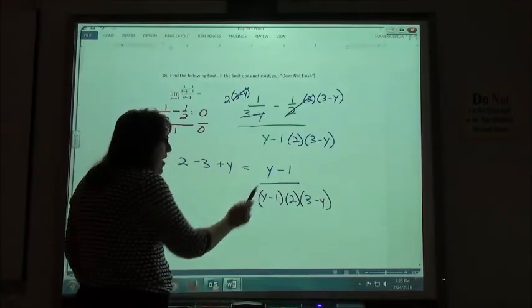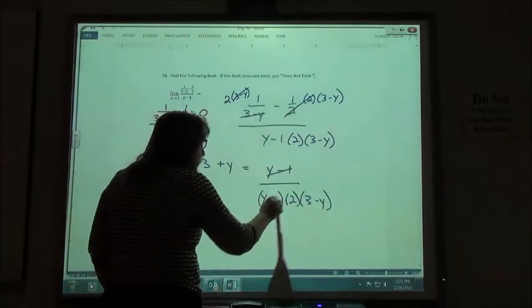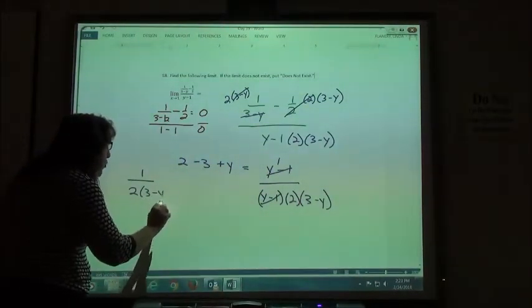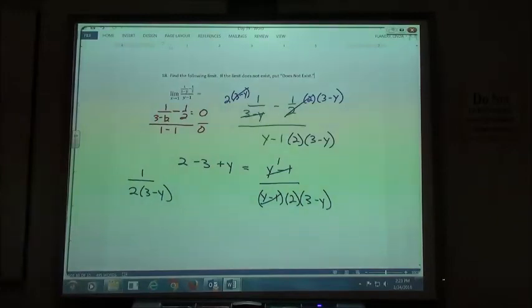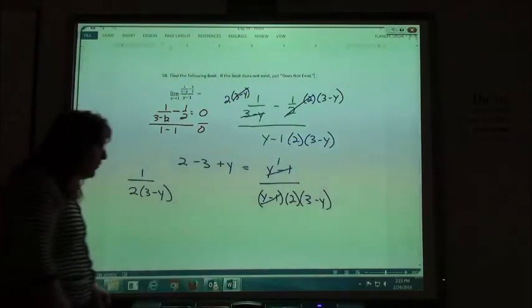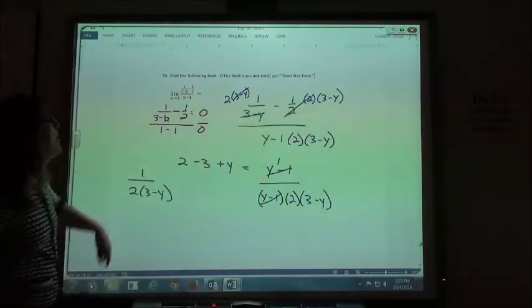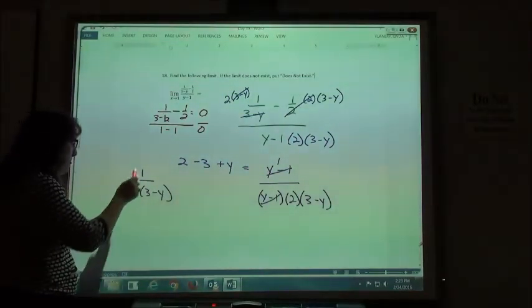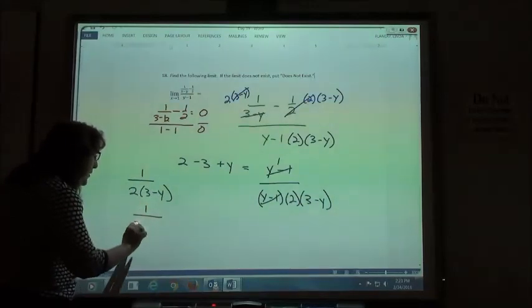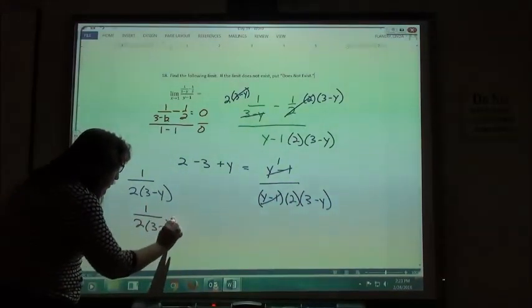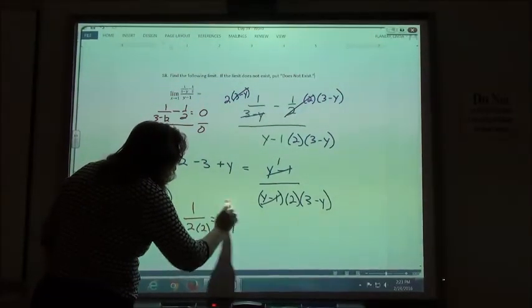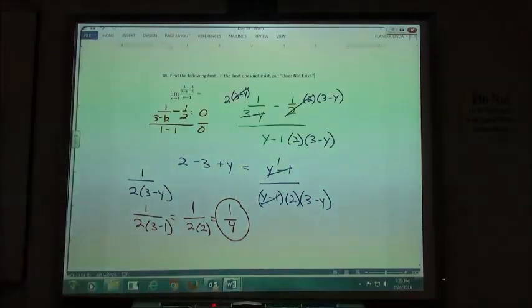So here I have a y minus 1 that I can cancel out. That makes that 1. So I have 1 over 2 times 3 minus y. I could use my distributive property and multiply that out if I want. It's really not necessary. I've got my fraction in a simpler form, so now I can go ahead and evaluate it directly. So I'm going to put 1 in, and so I'm going to say 1 over 2 times 3 minus 1 gives me 1 over 2 times 2, which gives me 1/4. And so 1/4 should be my answer.